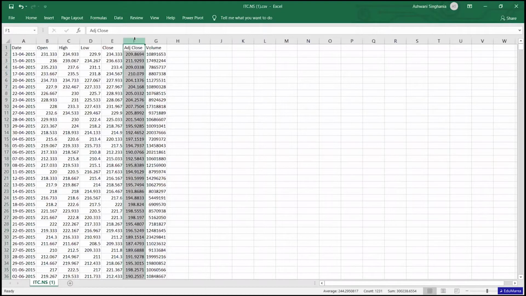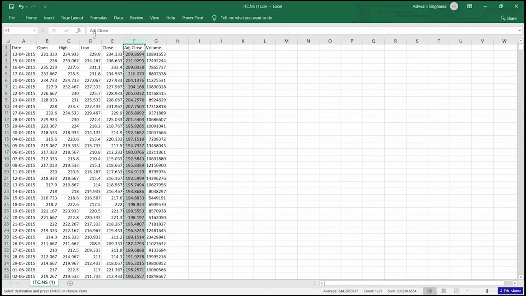So that's why adjusted closing price means that if the company is issuing any dividend or splitting its shares, the adjusted price incorporates all those changes in the prices. That's why you can see that the close price and the adjusted close price are different. So that's what I did here.